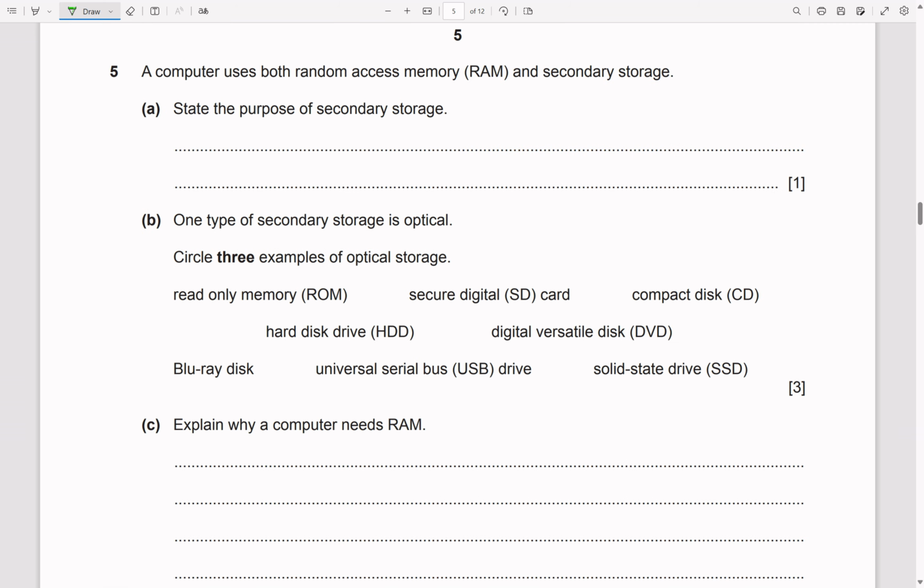Right, 5, a computer uses both random access memory and secondary storage. State the purpose of secondary storage. Right, so secondary storage, of course, is going to be permanent storage. Let's just say that: permanent storage used to store files, data, programs.